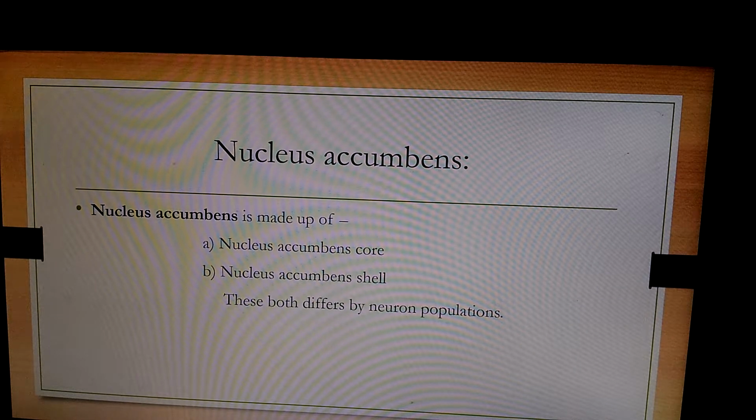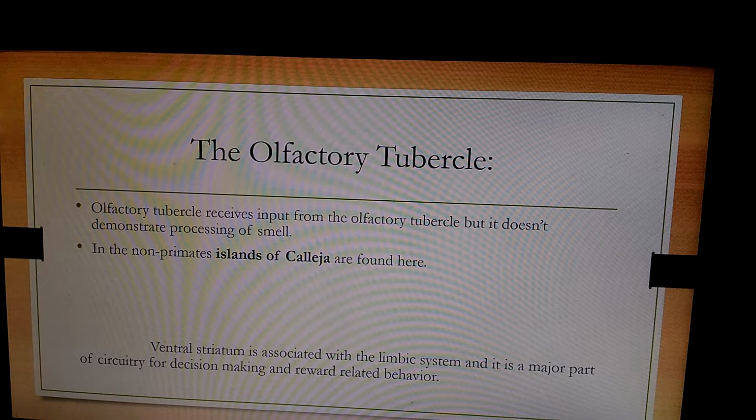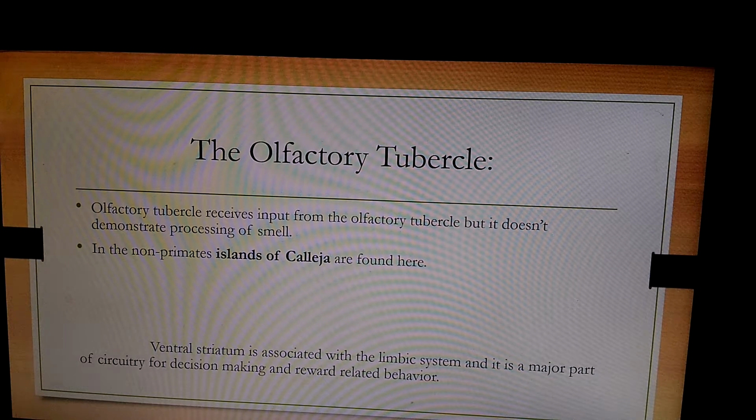Nucleus accumbens. Nucleus accumbens is made up of nucleus accumbens core and nucleus accumbens shell. These both differ by neuron populations. The olfactory tubercle receives input from the olfactory bulb, but it doesn't demonstrate processing of smell. In the non-primates, islands of Calleja are found here. Ventral striatum is associated with the limbic system, and it is a major part of circuitry for decision making and reward related behavior.